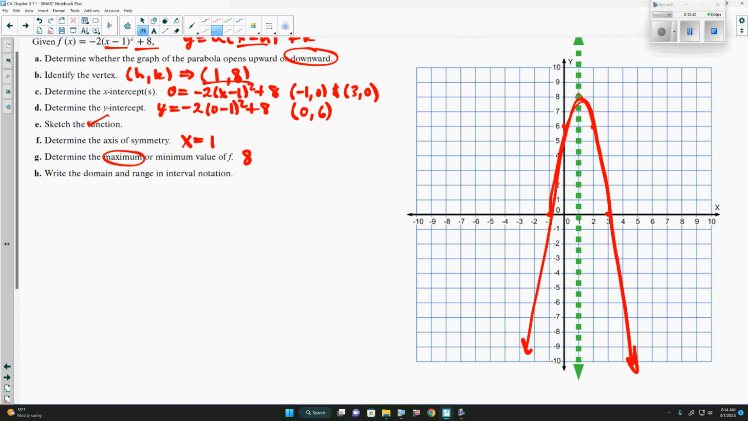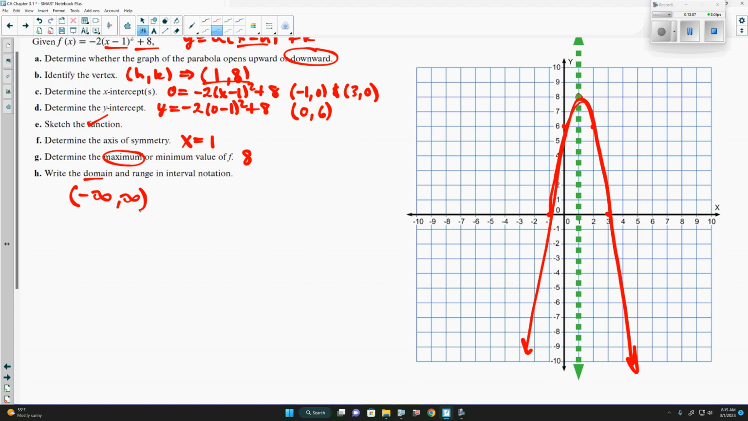The domain should be one that for any higher degree polynomial function, you should be able to get pretty easy every single time. Because for any higher degree polynomial function, the domain is all real numbers. The domain is all real numbers.